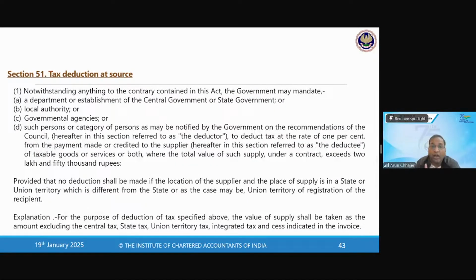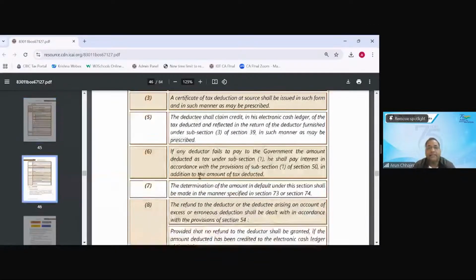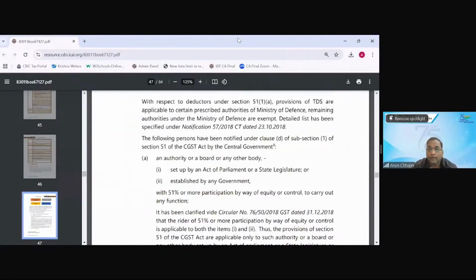What we have discussed, who all are covered in section 51: government, department establishment, local authority, government agency or such other person as may be notified. Which persons have been notified? As of now, the following categories have been notified: authority or board or any other body set up by an act of the parliament or state legislature, established by any government with 51% or more participation by way of equity control.